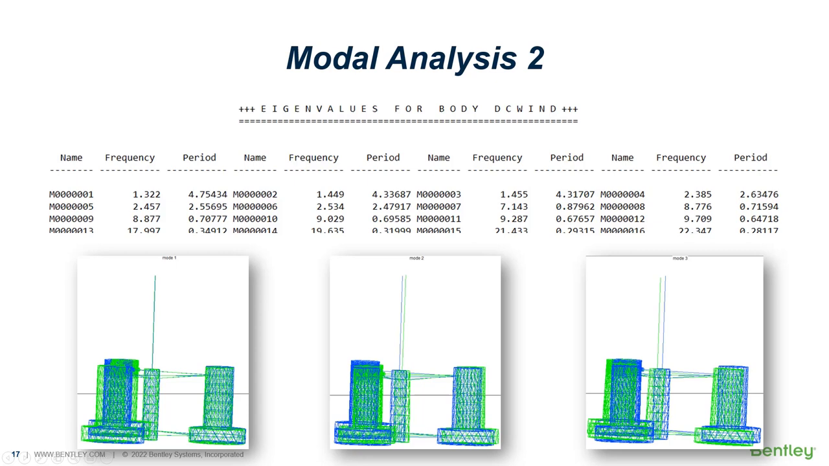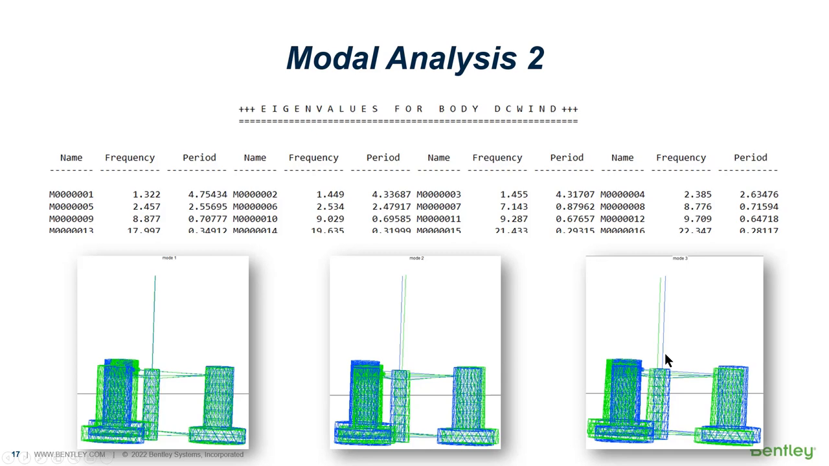Here is a sample result of the modal analysis of the semi. The table here shows the natural frequencies for each mode shape, and the pictures here are the assumed displaced shapes of the first three modes.